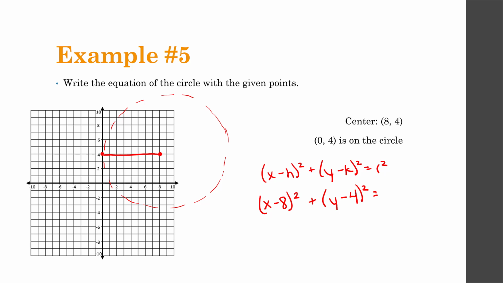Since this segment is horizontal, it goes straight across the grid lines, all we need to do is go ahead and count the boxes. So when I count from one point to the other, this has a radius of 8. So this would be 8 squared. And then I'm just going to rewrite my equation in simplified form. So (x - 8) squared plus (y - 4) squared equals 64, because 8 squared equals 64. And that's all we need to do for this problem.